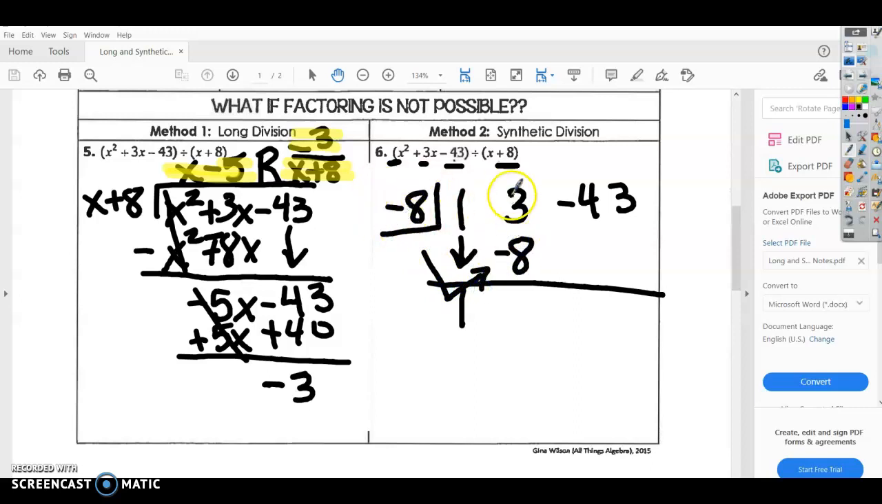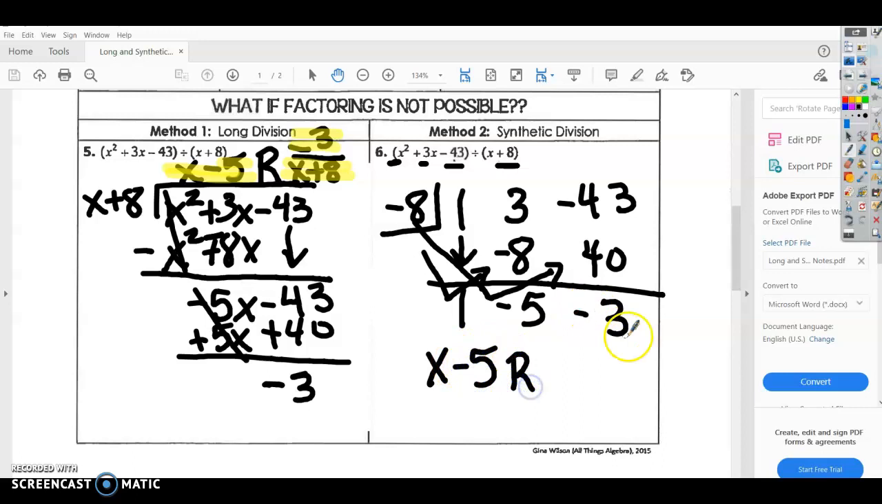And then again, I changed this sign, so now I'm adding my columns. 3 plus negative 8 is negative 5. And then I'm going to multiply again, negative 8 times negative 5, and put that here. That's going to be 40. Negative 43 plus 40 is negative 3. And you're going to see that we got the same thing. When we divide an x out of x squared, that means we always reduce this term by 1. So this starts with 1x minus 5, remainder negative 3. So it's negative 3 over our x plus 8. You can see that we did get the same answer with long division and with synthetic division. There will be some more videos on how to do both of these.